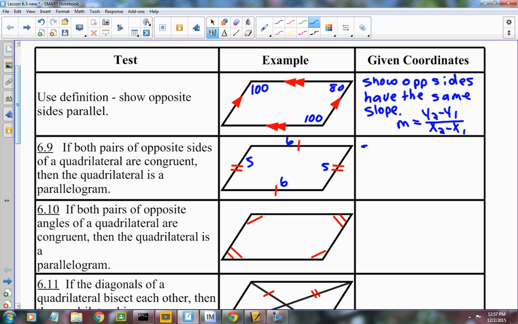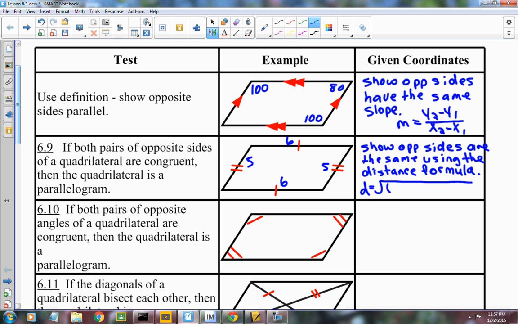So you would have to show opposite sides are the same using the distance formula. And remember your distance formula is x2 minus x1 quantity squared plus y2 minus y1 quantity squared. So I'd have to do that for all 4 sides and show that the 2 opposite each other were the same.